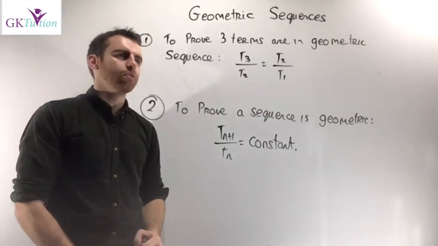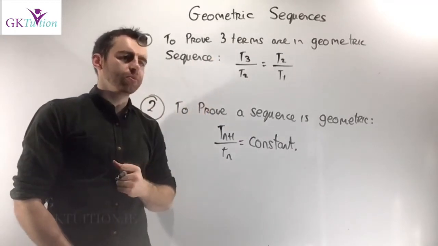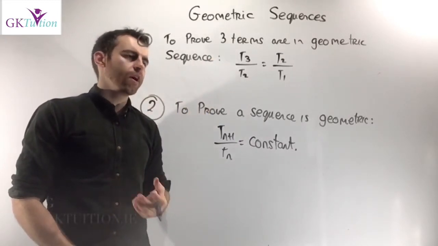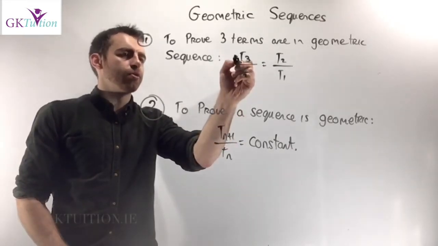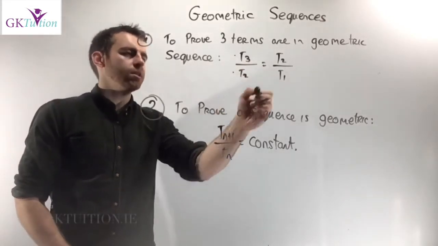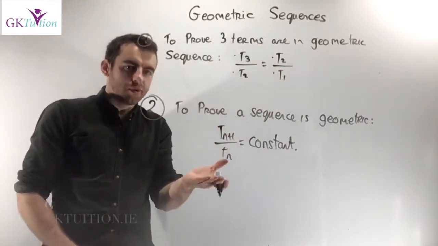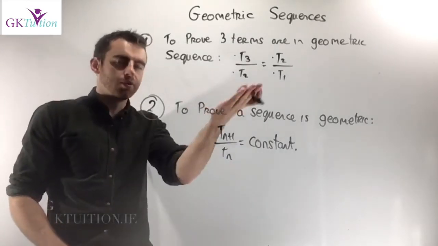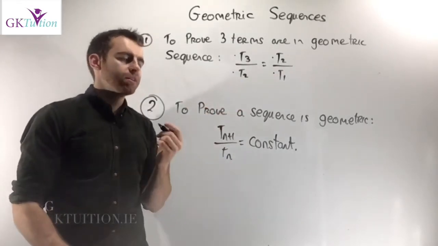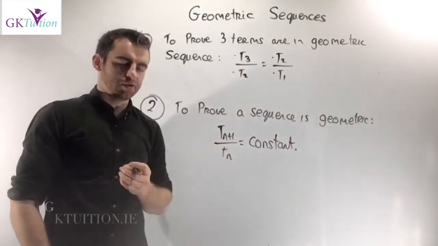There's two bits of theory we're looking at in this video. The first one is in order to prove that 3 terms are in geometric sequence. If I asked you to prove that 3 terms are in geometric sequence, you'd have to prove to me that the third one divided by the second one is equal to the second one divided by the first one. Or in other words, that there's a common ratio. You can see from all the ones we dealt with in the previous video, that would always have been the case. That's different and distinct from proving that a sequence is geometric.